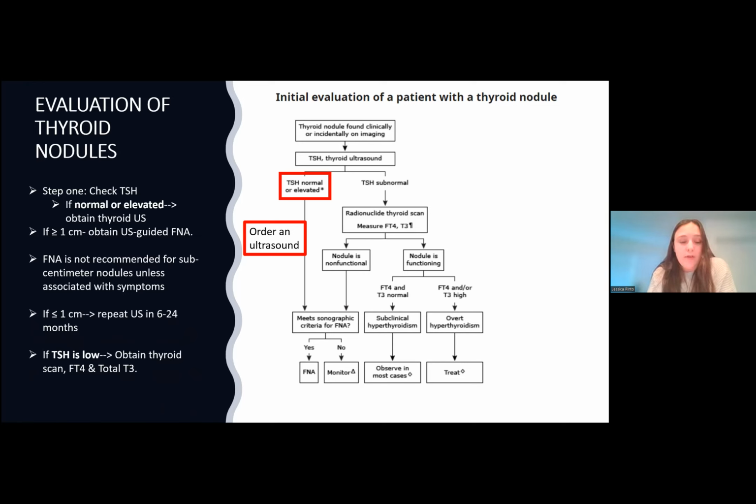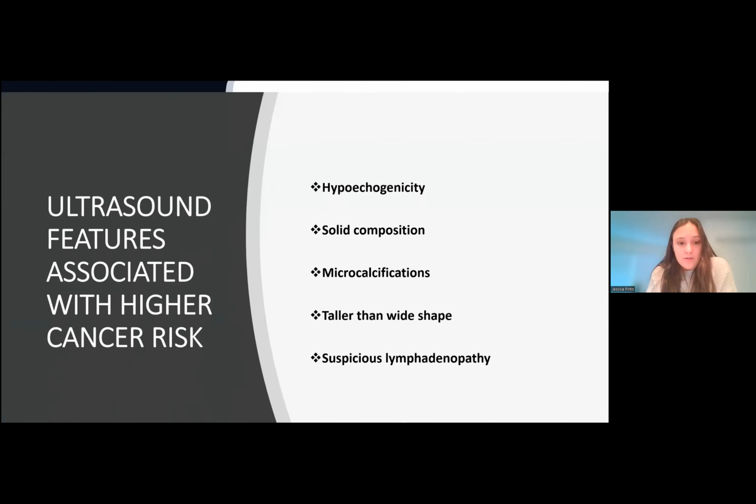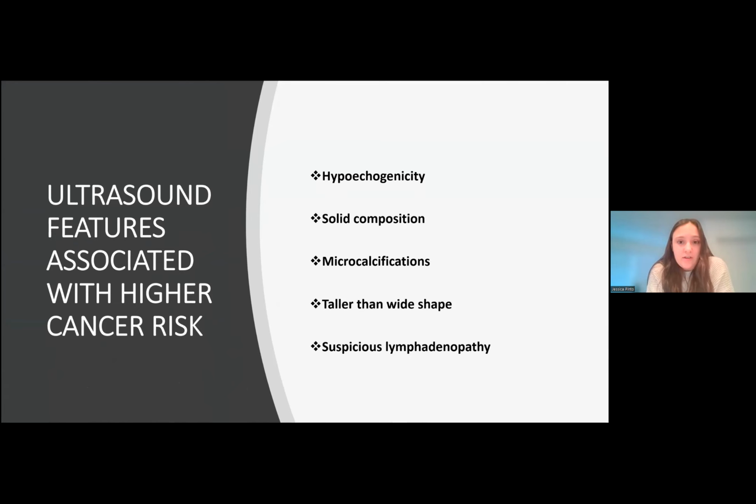Typically, as a rule of thumb, nodules that are less than a centimeter are not biopsied unless they're associated with symptoms for your patient. So what are the ultrasound features associated with a higher cancer risk? The most commonly described findings that are associated with a higher cancer risk are hypoechogenicity, which is different than an anechoic cyst, and I'll show some examples. A solid composition, microcalcifications. The shape is very important. If it's taller than it is wide, that is more concerning. And of course, suspicious lymphadenopathy.